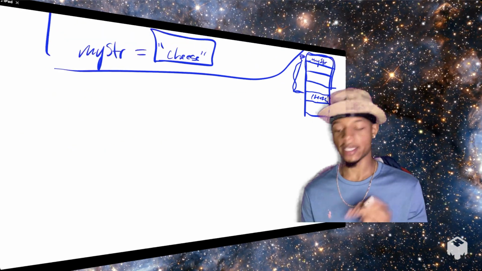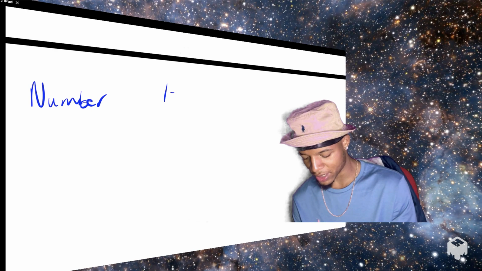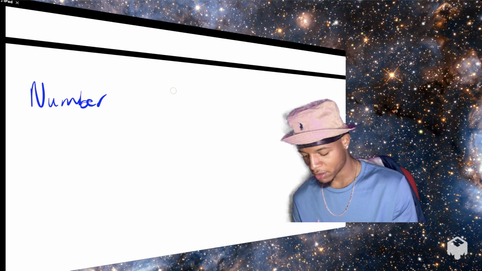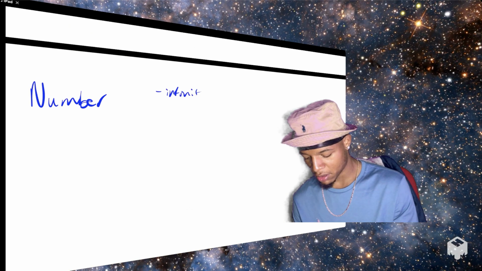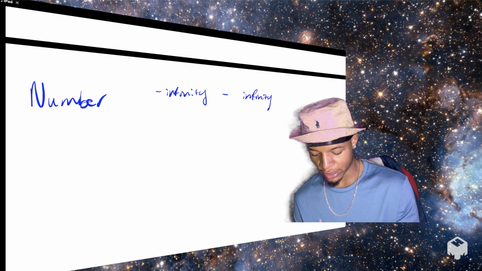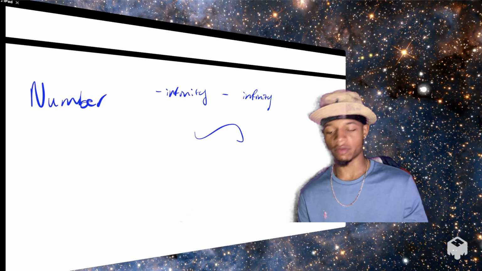The next one we got is number. Number is not too bad, right? Number is easy. Negative infinity to positive infinity, and any number in between. So that's what a number is.